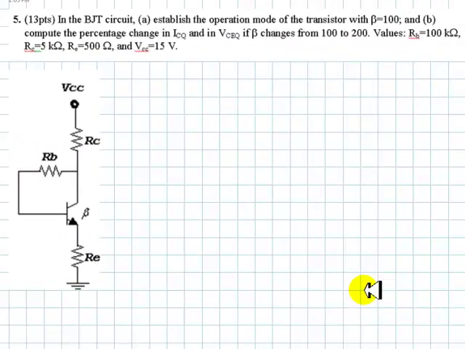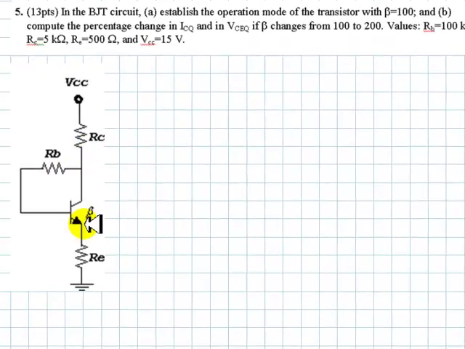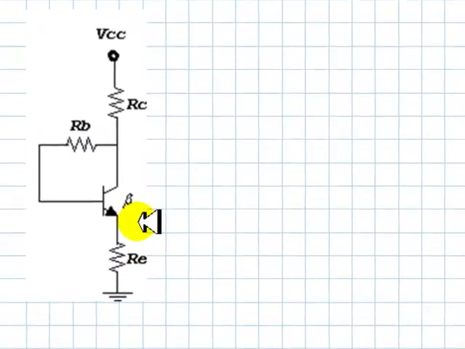This is question 5 of the final exam. In the BJT circuit, this one, establish the operation mode of the transistor with beta 100. We know how to do that. Replace all the symbols with values and the transistor with its large signal model.